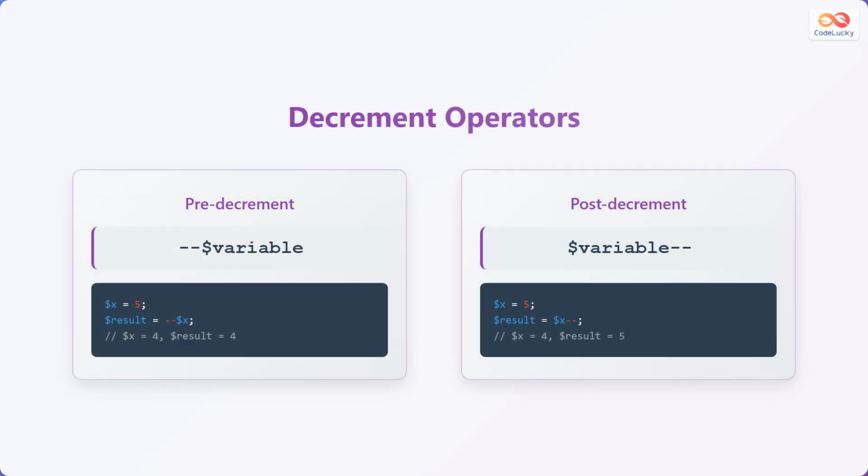Decrement operators work similarly, but they subtract 1 from the variable. Pre-decrement, --$variable. For example, $x = 5. $result = --$x. $x becomes 4, and $result is also 4. Post-decrement, $variable--. For example, $x = 5. $result = $x--. $x becomes 4, but $result is 5.